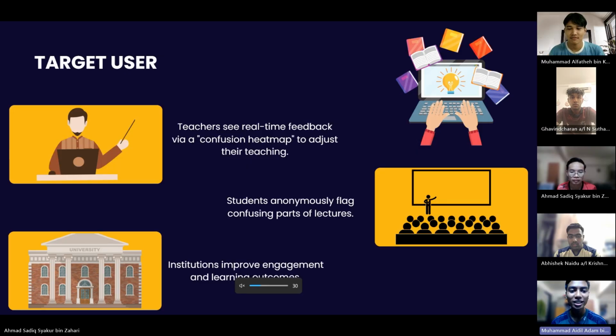For target users, first, teachers see real-time feedback via a confusion heat map to adjust their teaching. Second, students anonymously flag confusing parts of lectures. The last one is institutions improving engagement and learning outcomes.